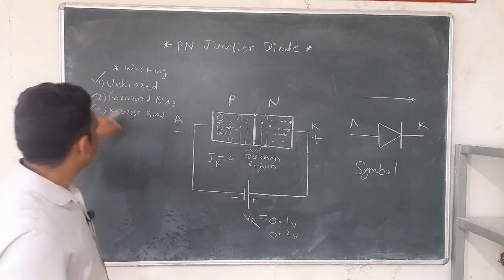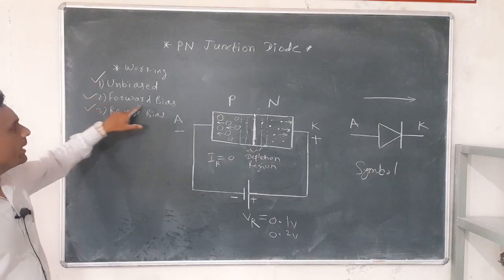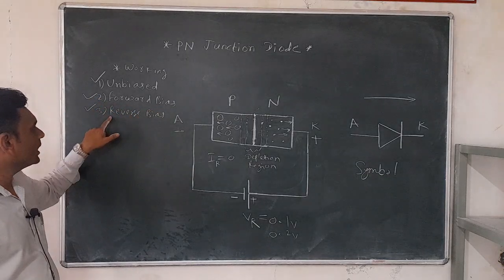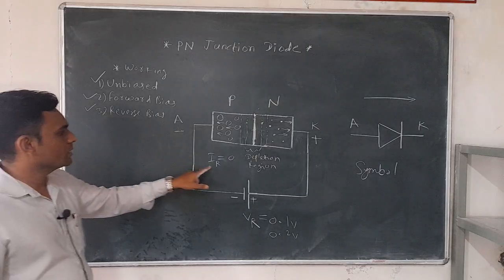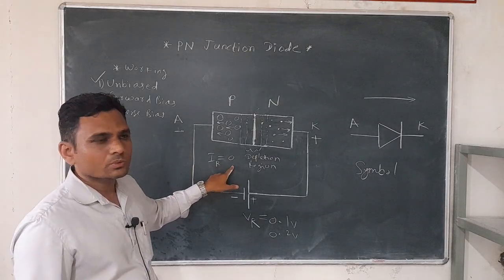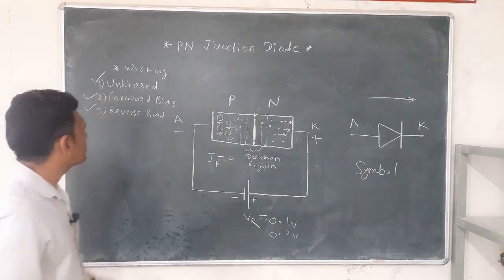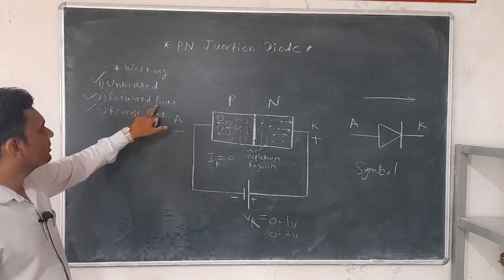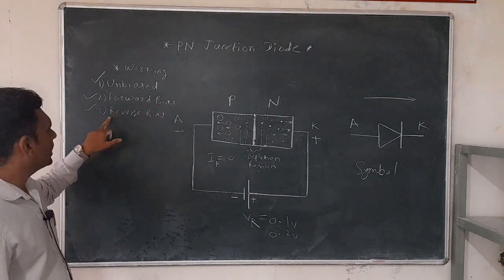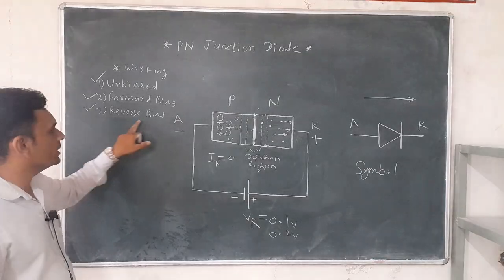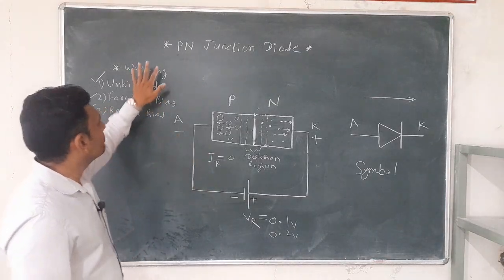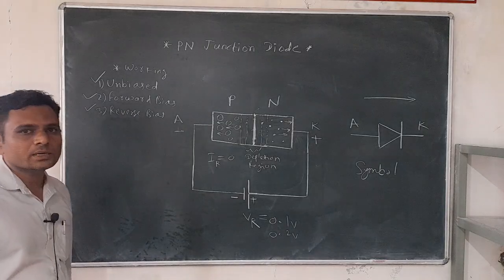So in this way, in forward bias condition, current flows through the diode, and in reverse bias condition, current is 0 through the diode. So diode is on when it is forward biased, and diode is off when it is reverse biased. So this is all about the working of this PN junction diode.